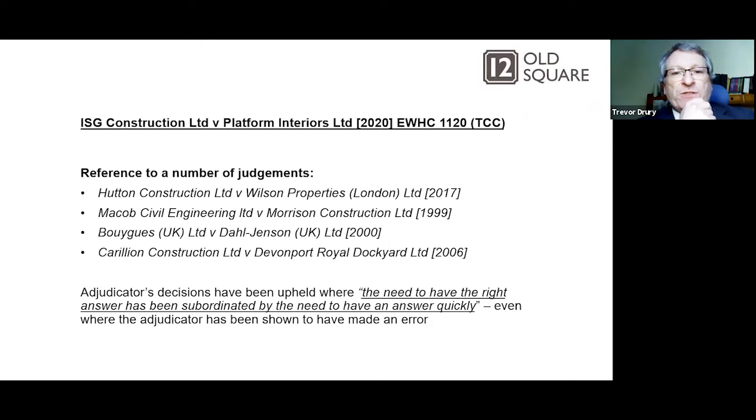Within the judgment, there was reference to a number of judgments. So Hutton Construction and Wilson Properties, that was from 2017. Macob Civil Engineering and Morrison, which was the groundbreaking case 20-odd years ago now. Bouygues and Dahl-Jensen in 2000, and Carillion and, it should be, Devonport Royal Dockyard 2006. So the adjudicator's decisions have been upheld where the need to have the right answer has been subordinated by the need to have an answer quickly, even where the adjudicator has been shown to have made an error.